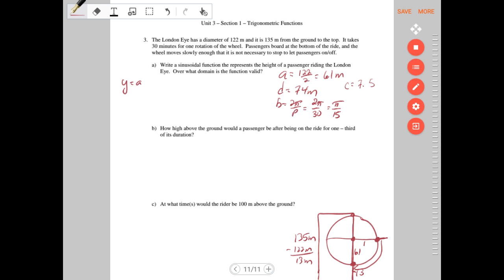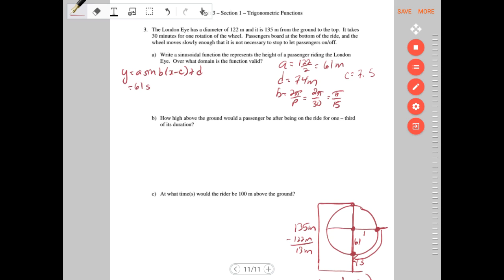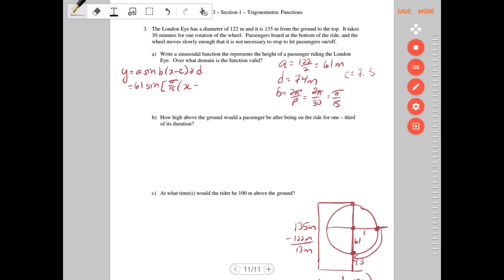So let's write out our equation. y equals A sine of B times x minus C, plus D. A we found to be 61, sine of B, which was pi over 15, times x minus 7.5, plus 74. Now that's as if we use a sine function.